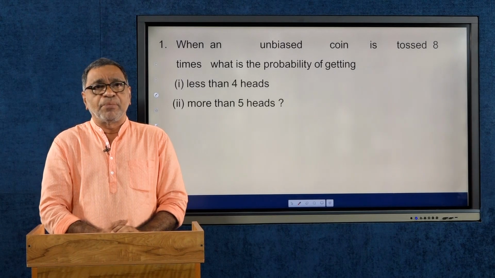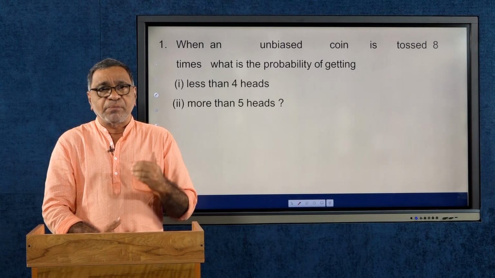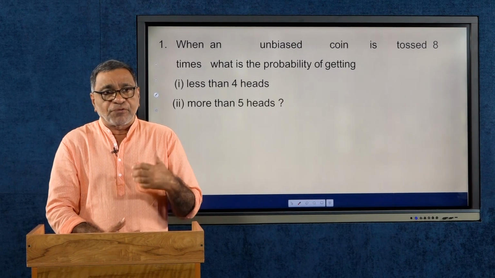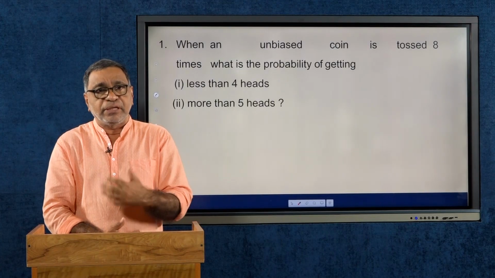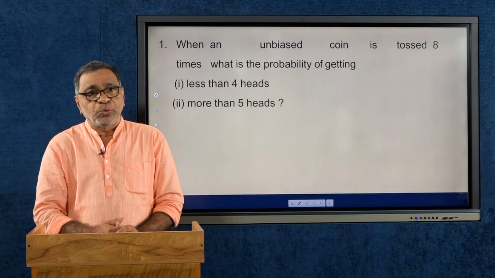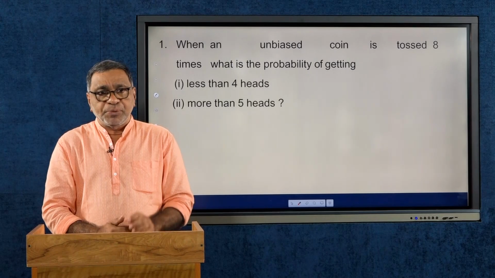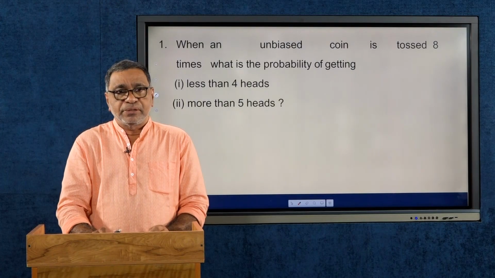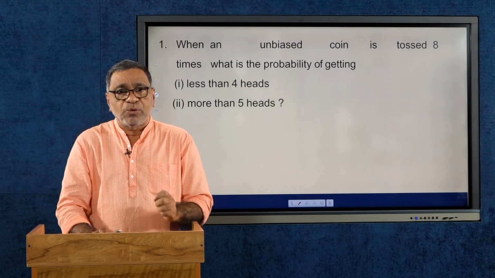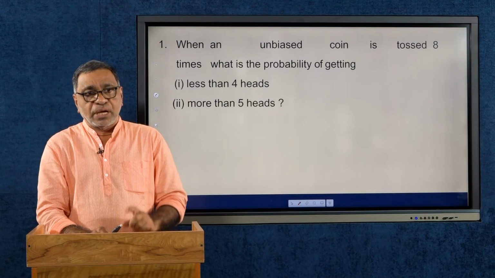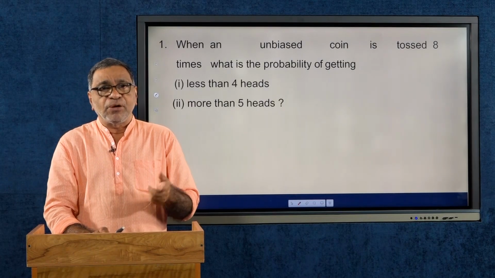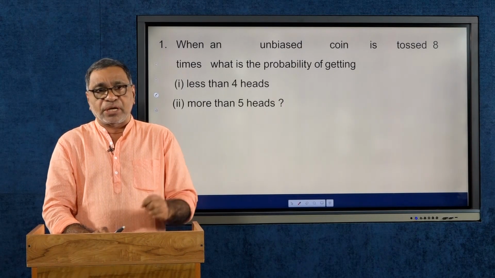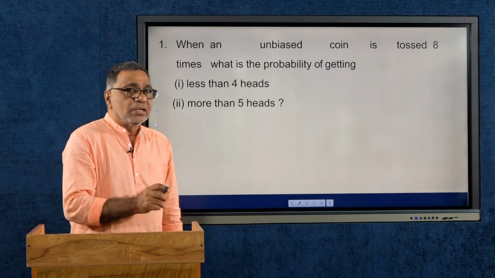Suppose we have a problem like this, that is, an unbiased coin is tossed a number of times and we are finding the probability of getting certain events. How will we do this problem? This is a coin tossing experiment. As we know, there are two outcomes, head and tail, and the probability of getting head or the probability of getting tail is constant throughout the trials.